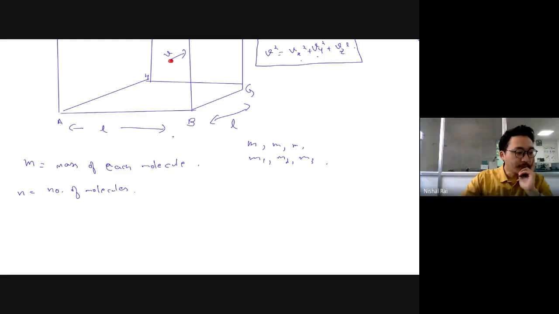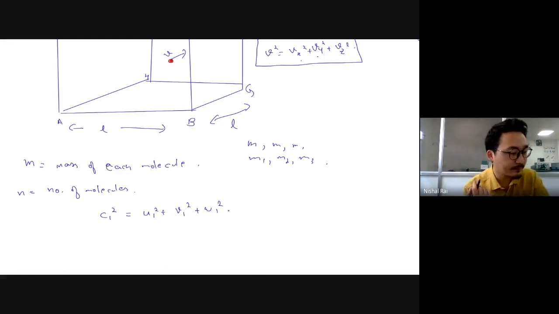Now the molecule is moving randomly. Apart from that, the total velocity is given by what? Should we write V or C? Let's use C. C1 square equals u1 square plus v1 square plus w1 square. This is Vx, Vy, Vz. Should I use Vx, Vy or u1, u2, u3? Let's use u1. Clear? Yes sir.